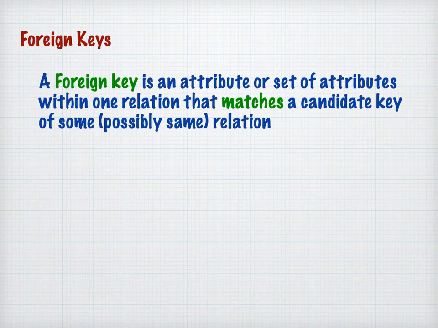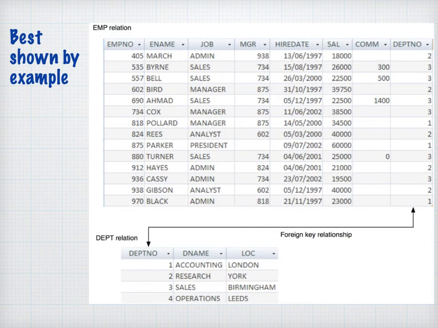A foreign key is an attribute or a set of attributes within one relation that matches a candidate key of the same, possibly same, or some other relation. And I think if you see a diagram for this, it explains it. It's the emp and department tables that best show you this. If you have a look at the emp relation, what's the primary key for the emp relation? Well, it's very straightforward. I hope you can see it's the emp number column.